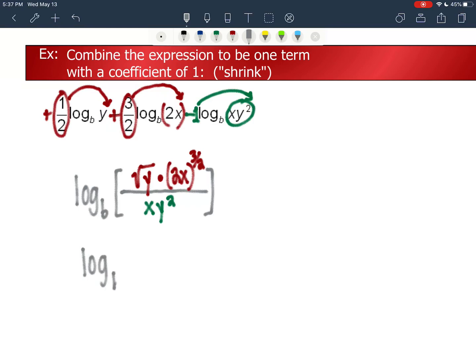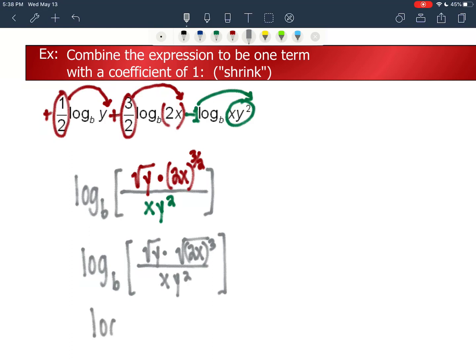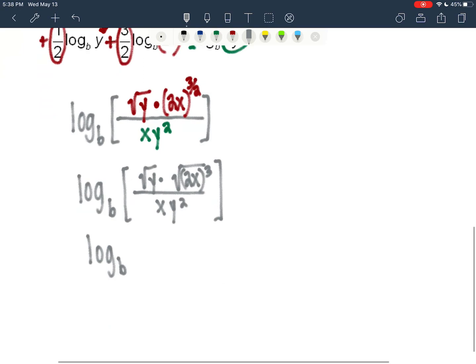So now I'm going to just take this 3/2 power and I'm going to make it a little bit cleaner. Log base b, and I've got a square root. So I've got the square root of y times the square root of all of 2x raised to the 3rd power, over xy squared.